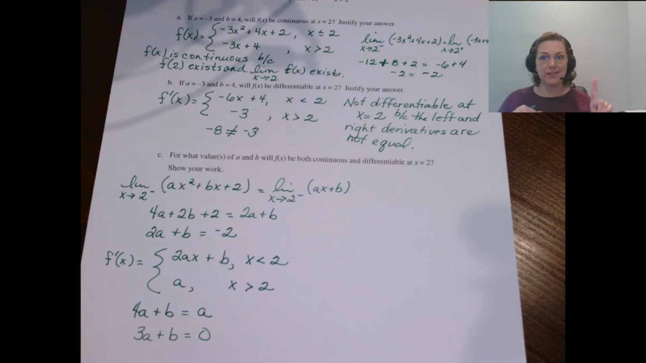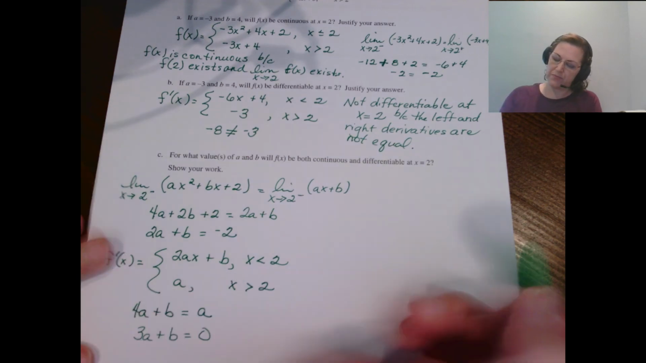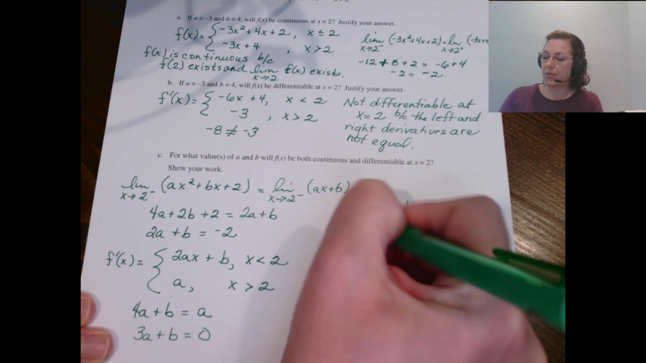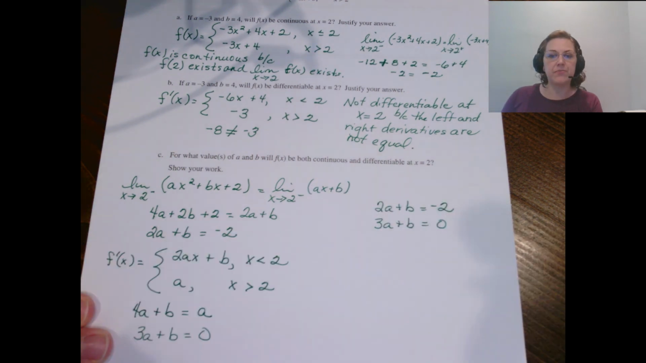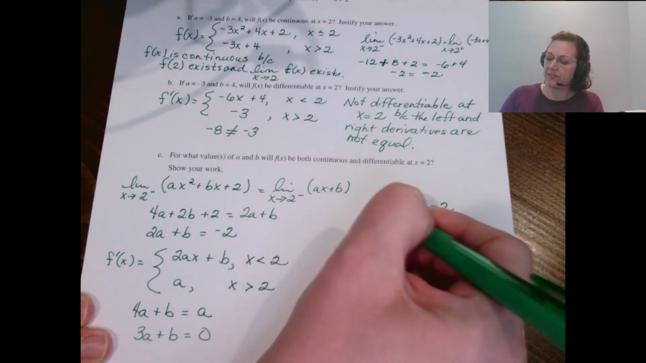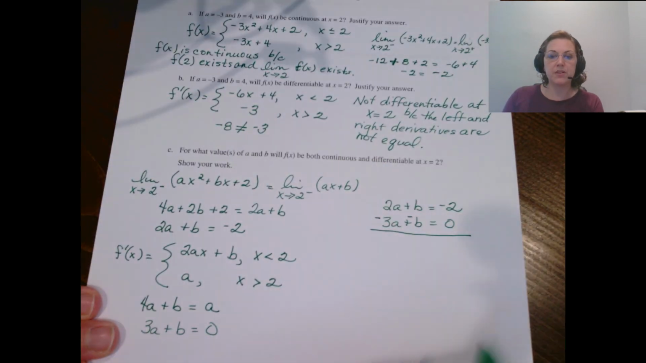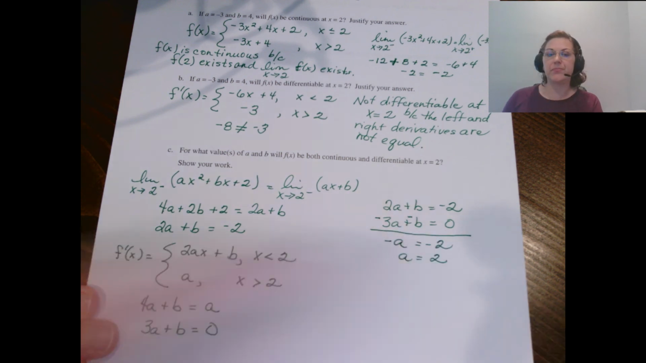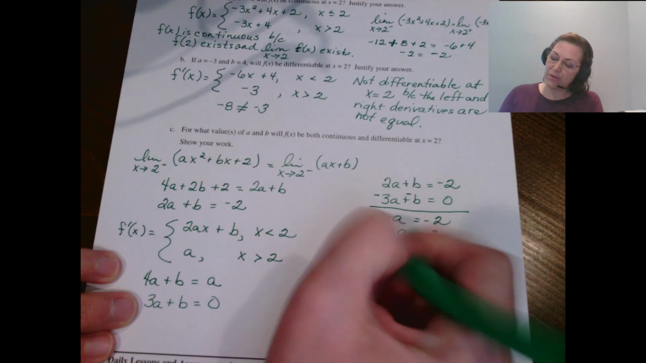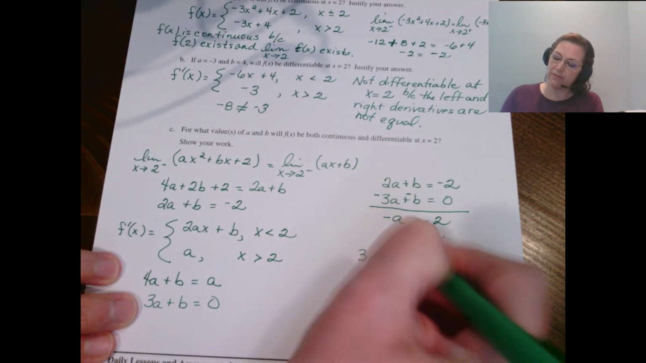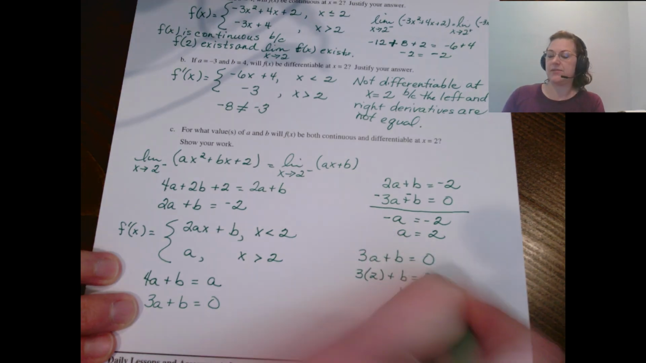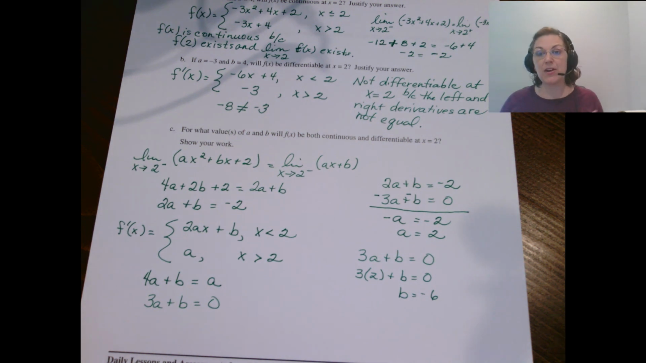Now, I'm probably going to use elimination on this one. 2a plus b equals -2, and 3a plus b equals 0. Let's distribute a negative to this second equation. I'll get -a equals -2, or a is 2. Now we can use 3a plus b equals 0. We'll substitute 2 in for a, and I get that b is -6. So these are my values for a and b, that the function would be continuous and differentiable.